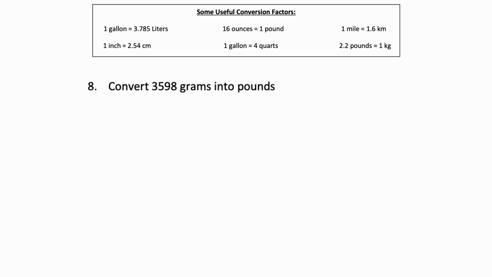All right, 8. Convert 3,598 grams into pounds. Okay, so I know that I'm given grams, and I know that I need to get to pounds. The closest equality I can find on this is pounds to kilograms. And then I already know my equality for kilograms to grams, or vice versa, which is 1 kilogram is equal to 1,000 grams. So now I can go ahead and solve.